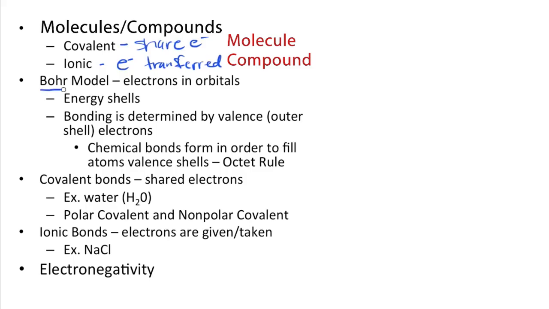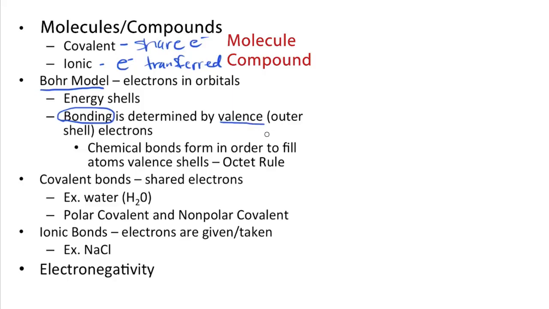But the Bohr model explains how electrons behave. It projects what may be happening in atoms. So as I mentioned before, electrons are constantly in motion, and we know that they don't all have the same energy. They reside in different energy shells. But what we're interested in today is bonding, because this is what makes molecules, and bonding is always determined by the electrons that exist in the outer shell, and we call that outer shell the valence shell.